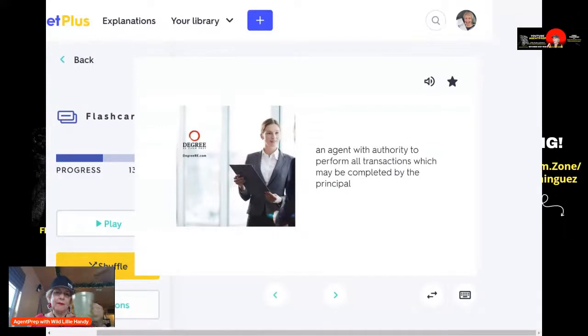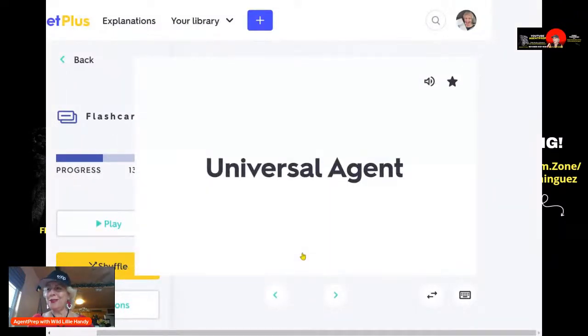All right. Type your answer in the chat. So let's see. I've got universal agent. So you have different types of agents, right? Special agent, like I'm special, okay? Special agent or general agent. All right, so far I have universal agent. Anybody else? Universal agent, you got it.